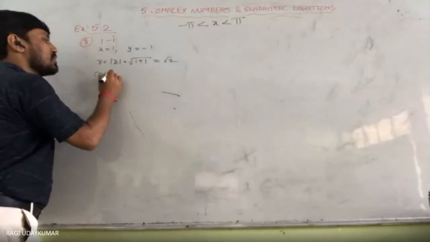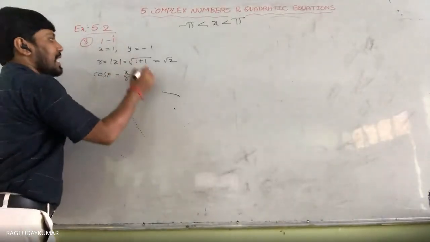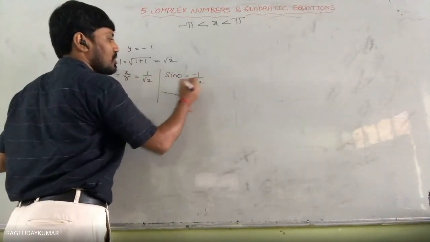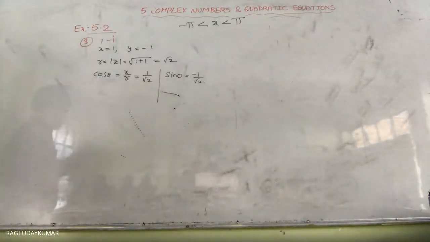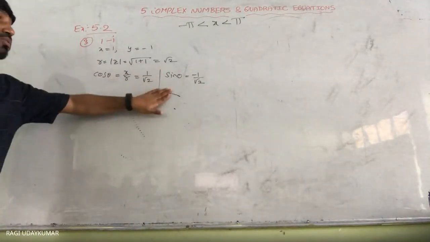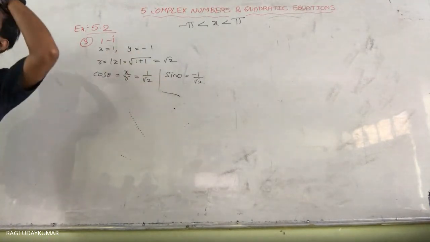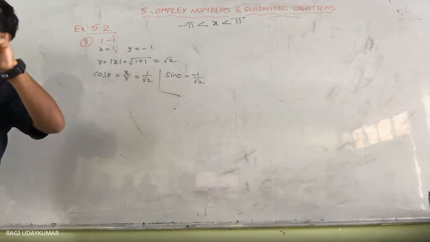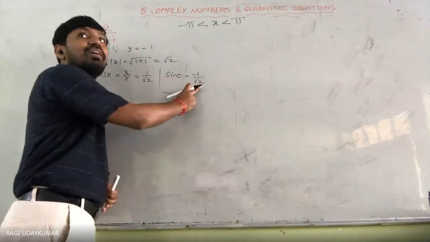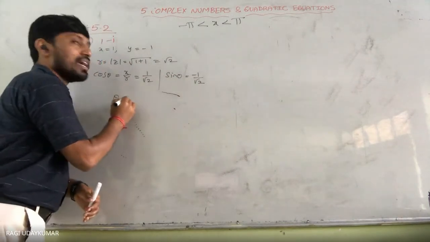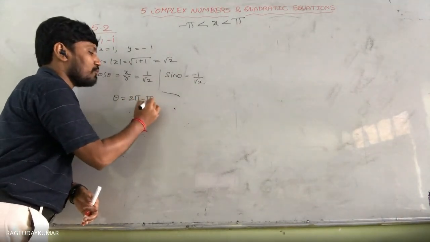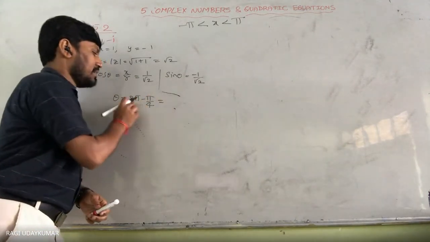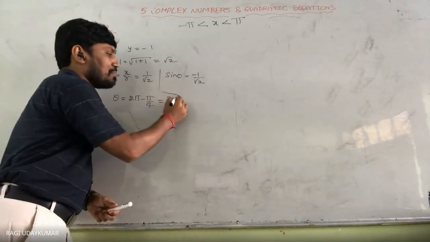So cos theta is equal to x by r. What is x? 1 by root 2. Sin theta is equal to minus 1 by root 2. Sin has to be negative, cos has to be positive, so sin negative, cos positive: fourth quadrant. So the fourth quadrant is nothing but 360 minus the particular angle. Root 2 means 45 degrees. So theta is equal to 2 pi minus pi by 4. What do you get here? 8 pi minus pi, 7 pi by 4.